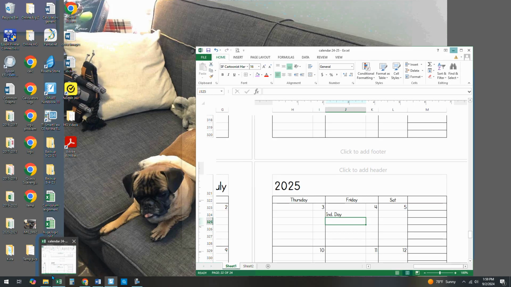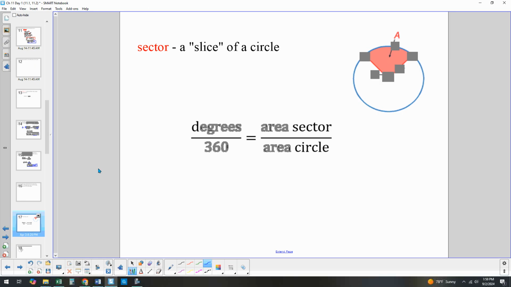A sector is a slice of a circle. So a sector is basically when you take an arc and the two radii that bound it, that becomes the sector. And just like we can say that the arc is a portion of the circumference, the sector is a portion of the circle. So the degrees over 360 will equal the area of the sector over the area of the circle.